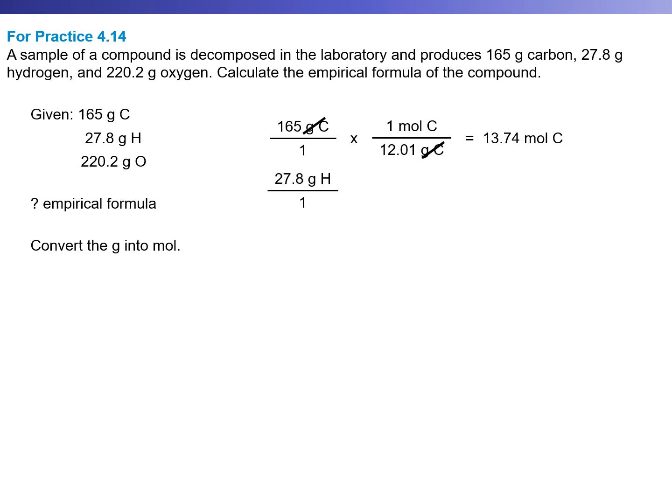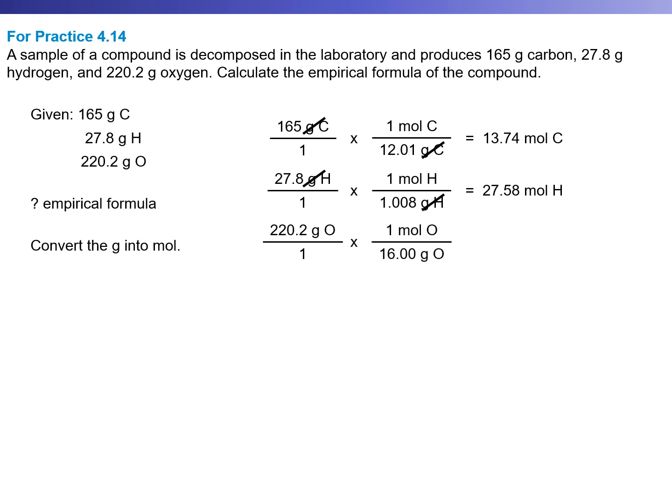We're going to do the same thing for hydrogen. So we take our value of hydrogen we got in the decomposition, multiply it by its molar mass, inverted, and the value we get is 27.58 moles of hydrogen. Same thing for oxygen. Its molar mass is 16 grams per mole, inverted. Get rid of our repeating terms and then do the math. We end up with 13.76.